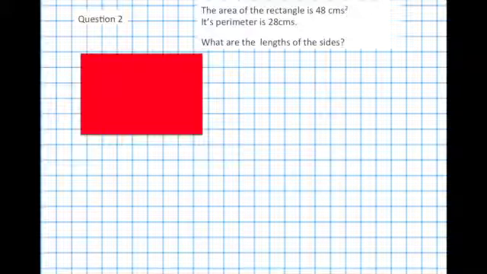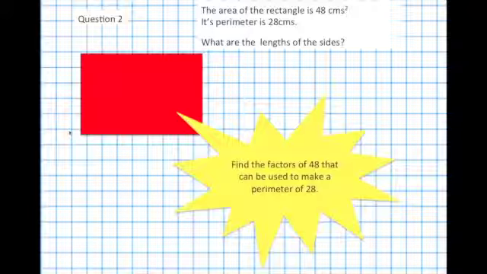Question 2. The area of the rectangle is 48 centimetres squared. Its perimeter is 28 centimetres. What are the lengths of the sides? Well, remember that area is length times width, and the perimeter is adding up all the sides when you walk all the way around the edge. If we want to find the length and width that have been multiplied together to make 48, we need to find all the factors of 48 that can be used to make a perimeter that adds up to 28.